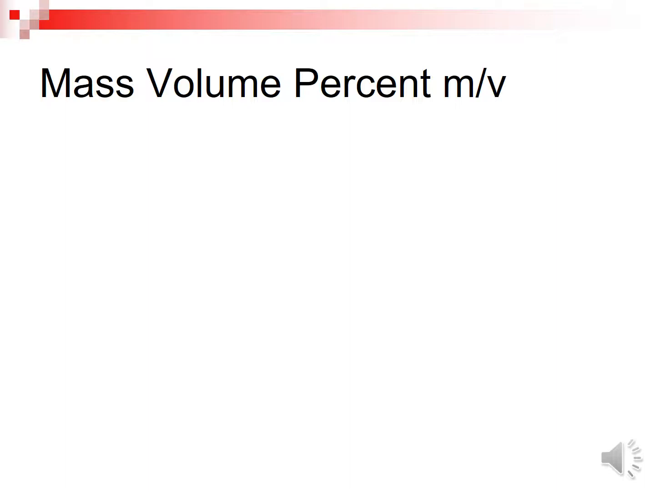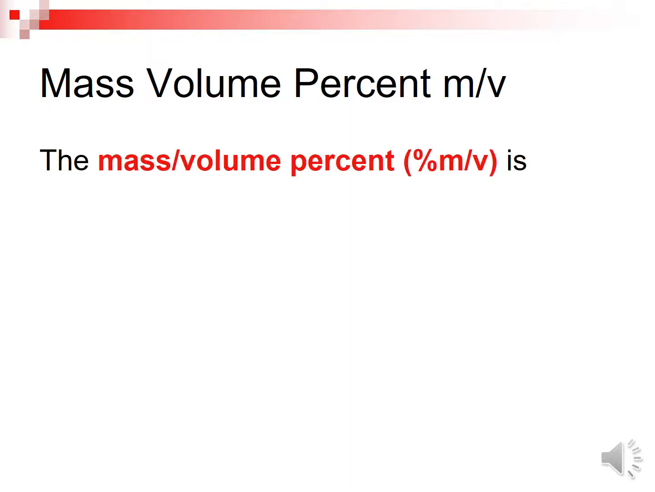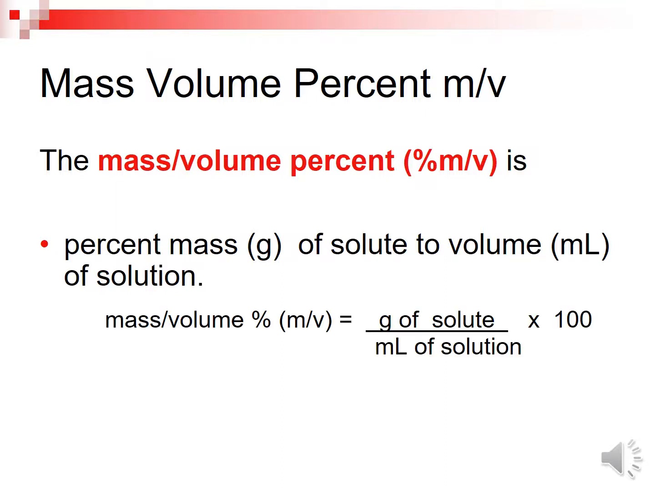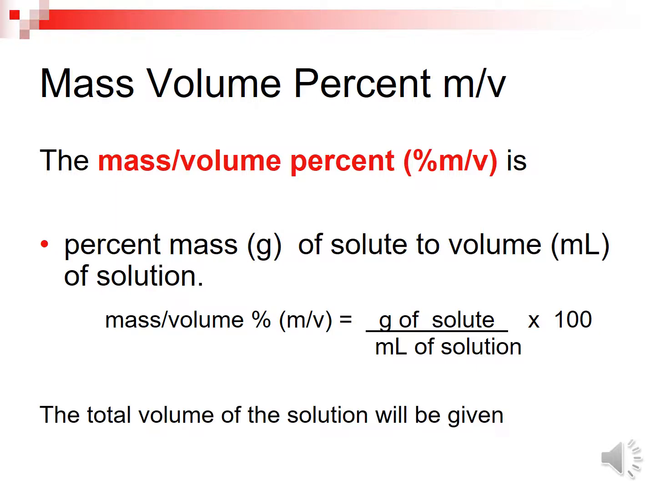There are cases where we mix these two units and call it mass over volume percent. That's when you have the percent mass of grams of solute to volume of solution. So it's the grams of solute over milliliters of solution. In this case, they will have to give you the total volume of the solution because you cannot add the mass of the solute to the volume of the solvent and get the milliliters of solution because they're not the same unit.